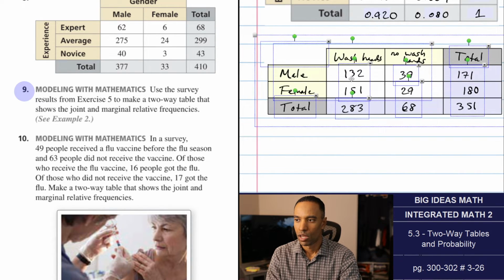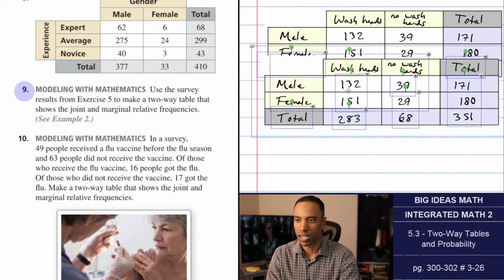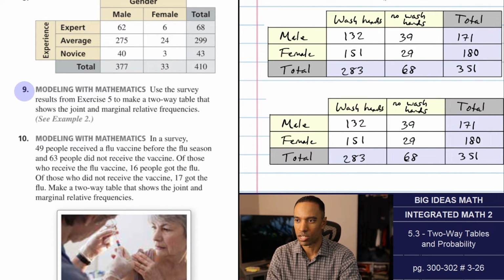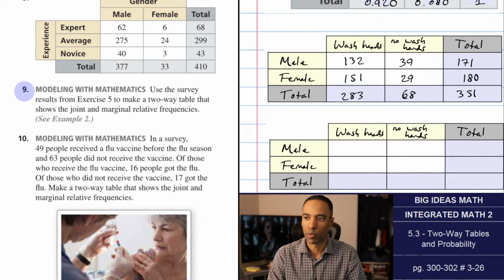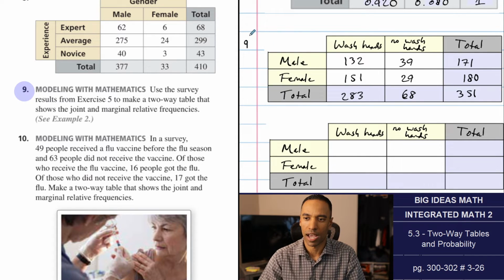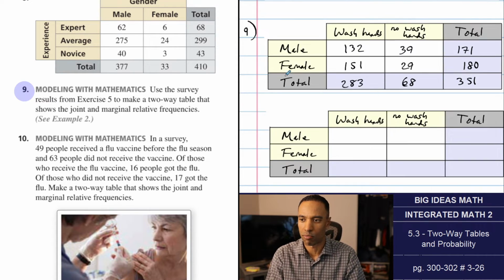Yeah, good. All right, now I need to kind of do this twice because I need to see the numbers and then I need to change the numbers. So I need to change these ones here. Okay, I'm going to probably work faster on this one as a whole. So number 9, this is example 5, make joint and marginal relative frequencies.